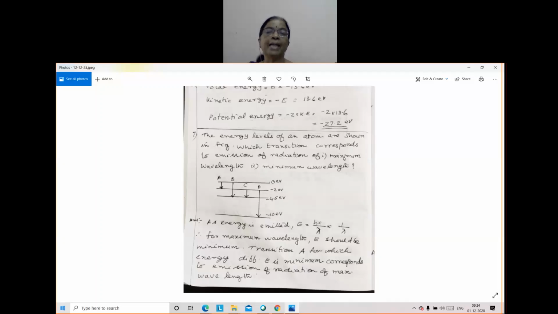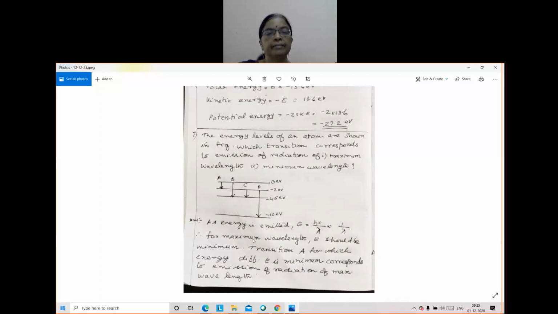From this diagram, you can tell this is the longest one, and the energy difference also will be more. 10 minus 2, minus 10 minus 2 plus 10, that will be 8 eV. So that is the maximum energy transition, maximum energy, so that will be the minimum wavelength. Maximum wavelength means minimum energy. This will be minimum energy.